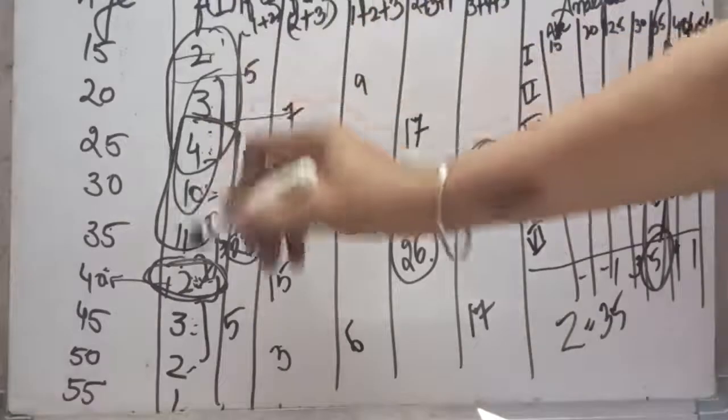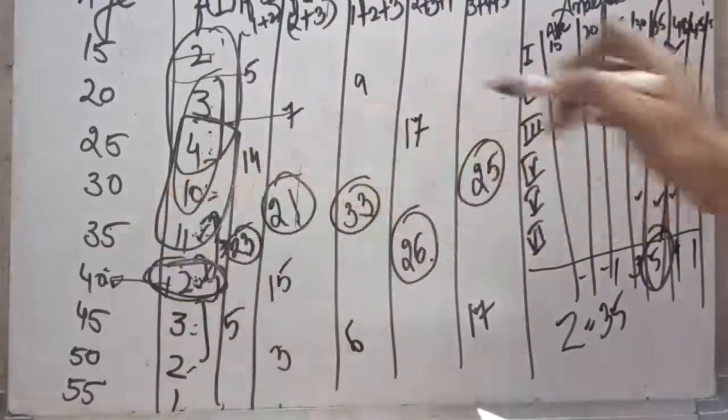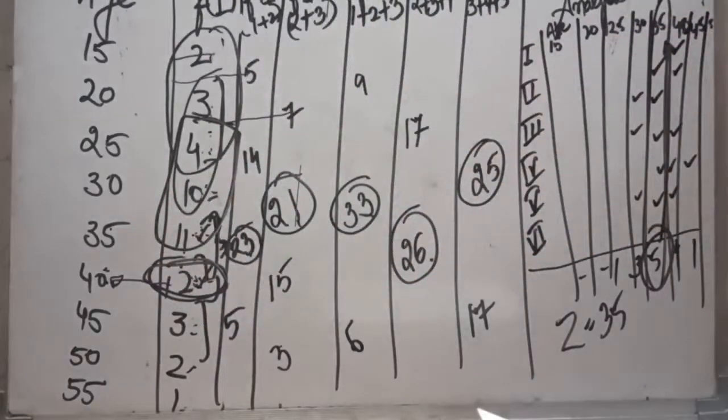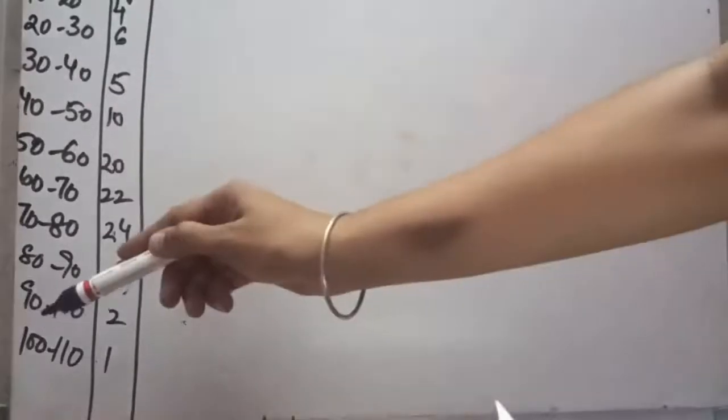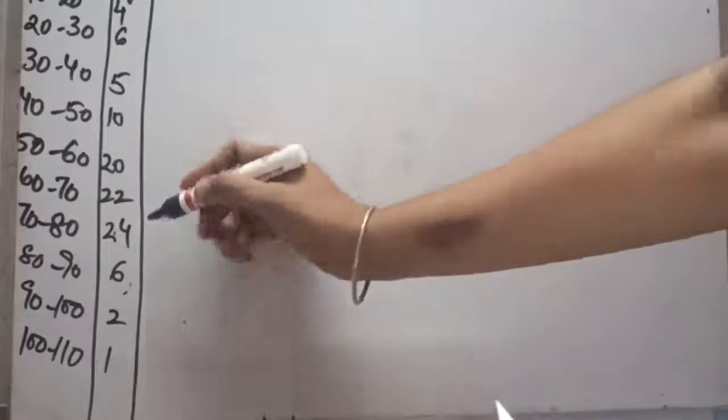If we look at the question here, our answer was coming 40. But when we prepared the grouping table and the analysis table, we could see that the answer is 35. Now in case of continuous series also, we can solve the question by inspection method as well as by grouping table. Now if we observe this question, the class intervals have been given from 10 to 20 till 100 to 110. And here frequencies have been given. Our maximum frequency is 24.